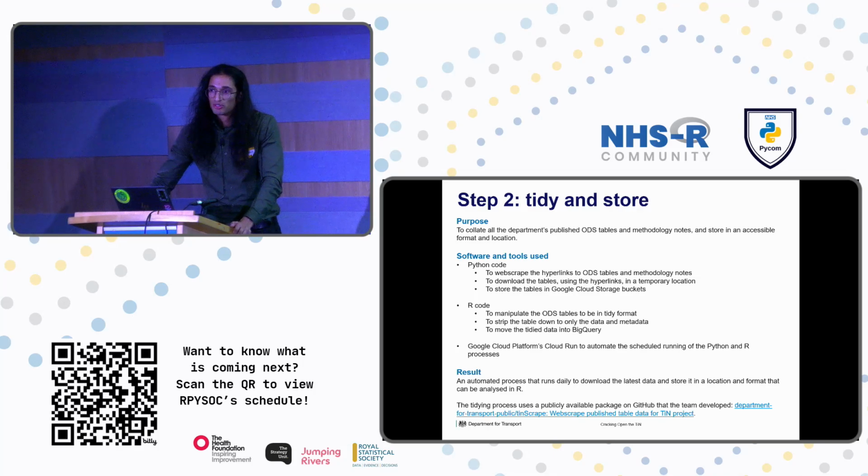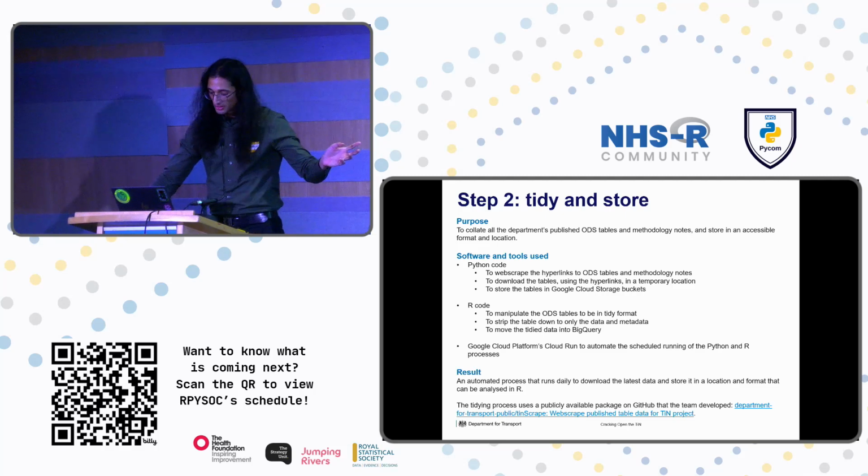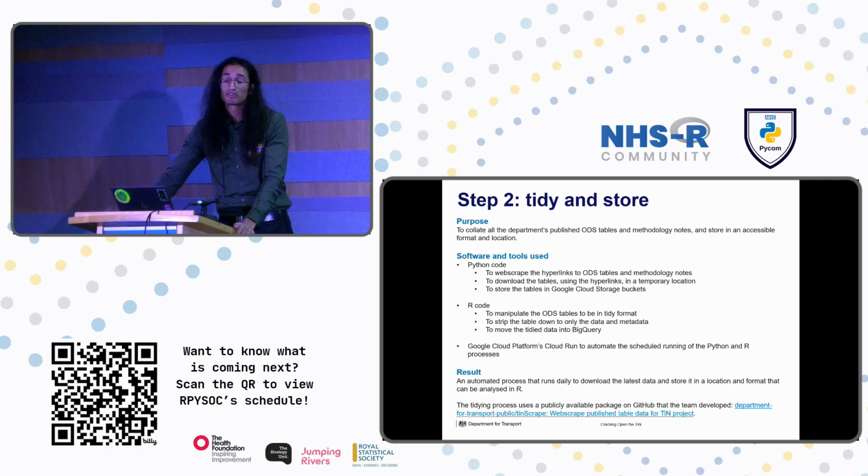And once it's been moved into BigQuery using those R processes, then we move on to the next step. Before I move on, we use Cloud Run to schedule the initial web scraping of the information from gov.uk, so that's using the Python processes.